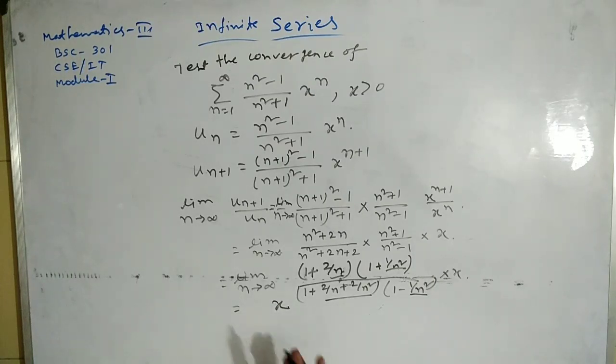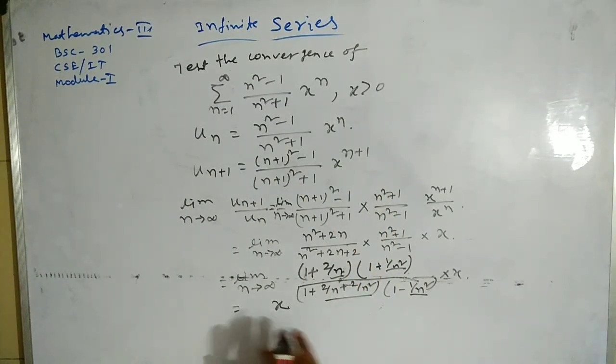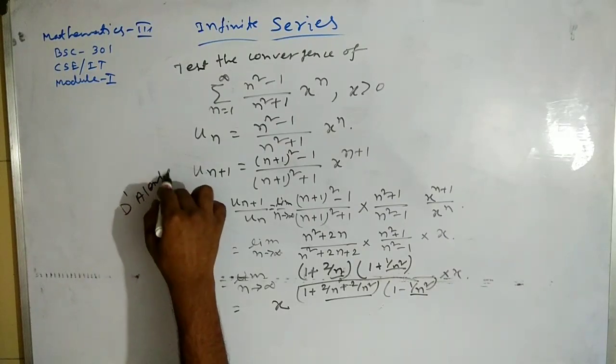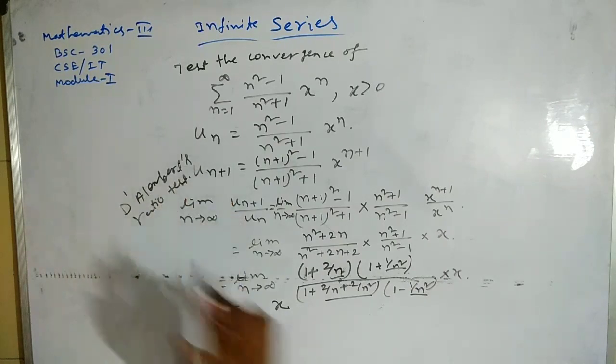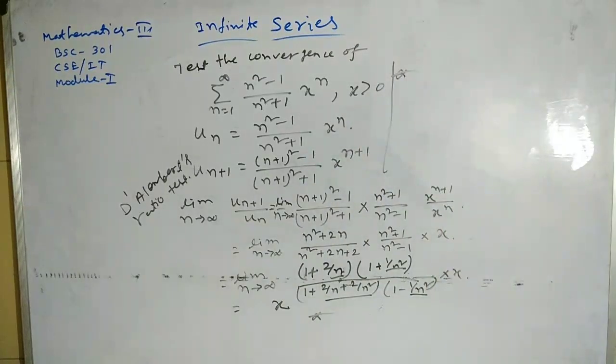Now we know that x is greater than 0. It is given in the question. Now we do not know the exact value of x. Now according to D'Alembert's ratio test, according to the statement of D'Alembert's ratio test, if x is less than 1, then the series is convergent, and if x is greater than 1, then the series is divergent.